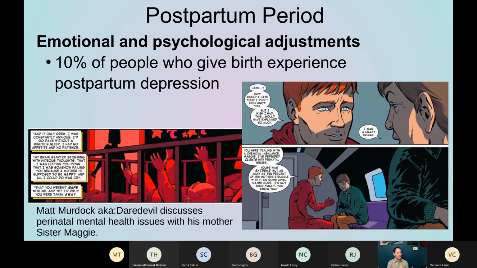So it is important to talk about these topics, especially things like postpartum depression, because 10% of people who give birth experience it. That's 1 in 10. That's quite a lot. But it's something that's not talked about. Similar to infertility, it's not really discussed too much in general media. So it is nice to see it in general media, like this is a Daredevil comic book.